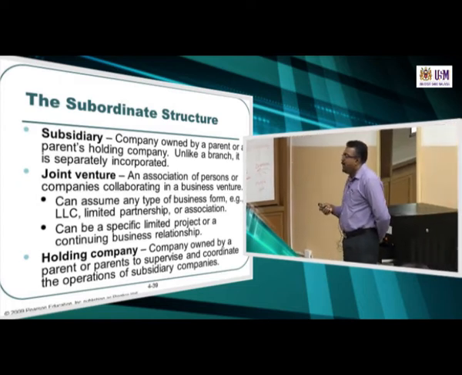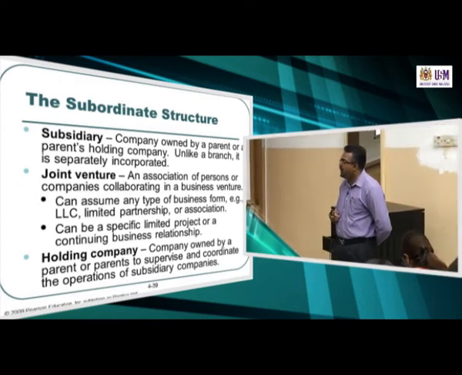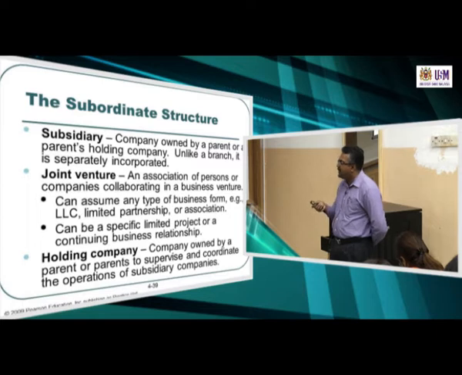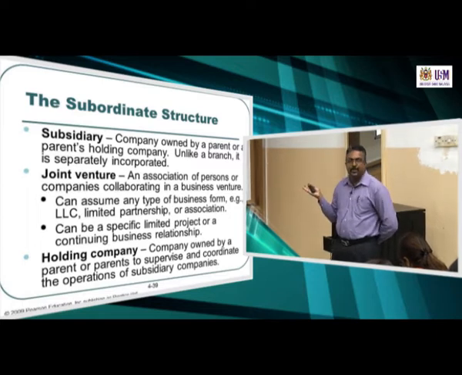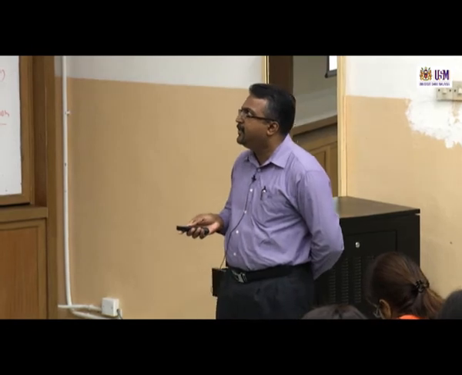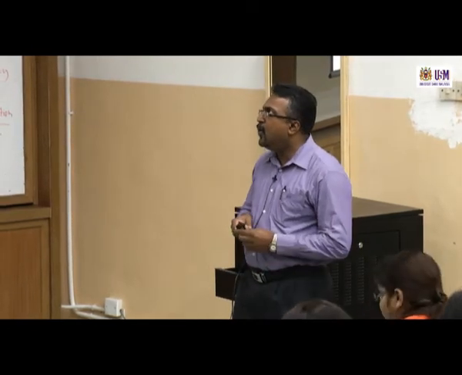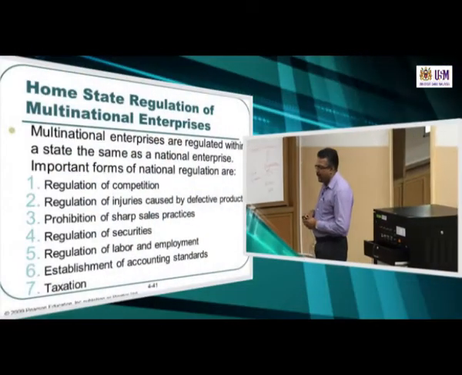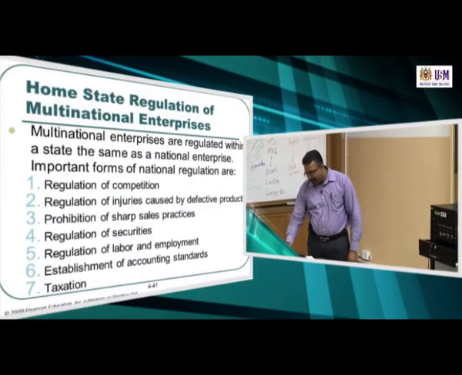Joint venture: an association of persons or companies collaborating in a business venture. Okay, these are some of the things of a joint venture. And holding company: a company owned by a parent or parents to supervise and coordinate the operation of subsidiary companies. Okay, now we go to the home state regulation.